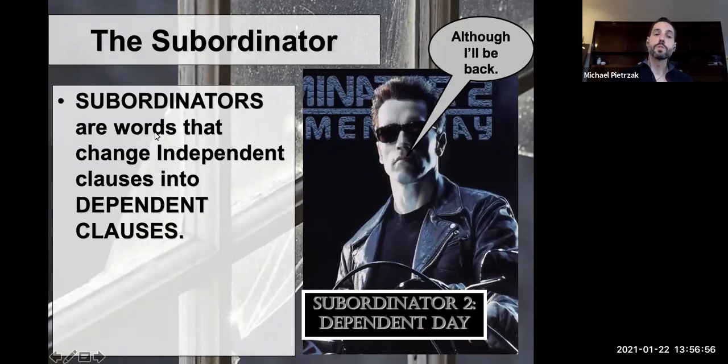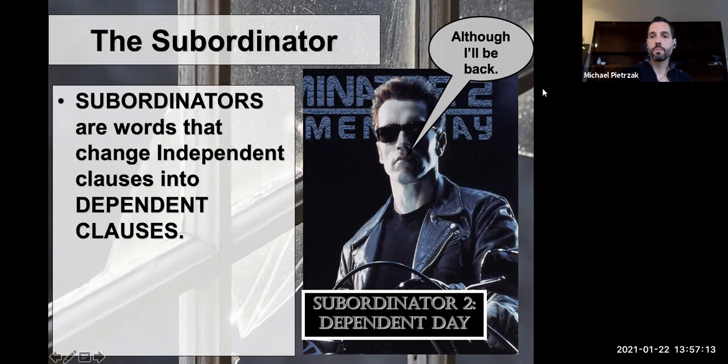So how can we do that? We use a subordinator, right? A subordinator is just a group of words. It's certain types of words that change independent clauses. So something like a full sentence. If you were to add although before that complete sentence.